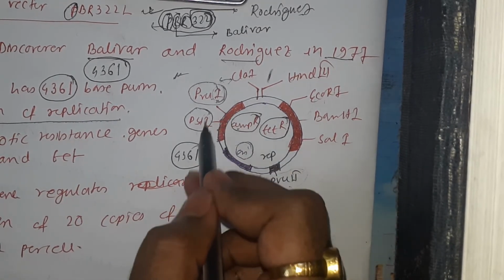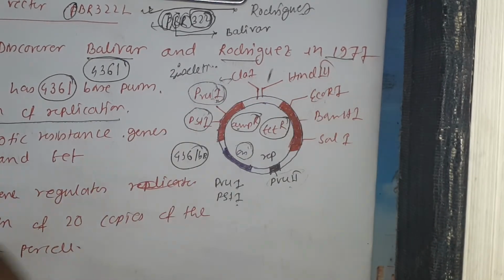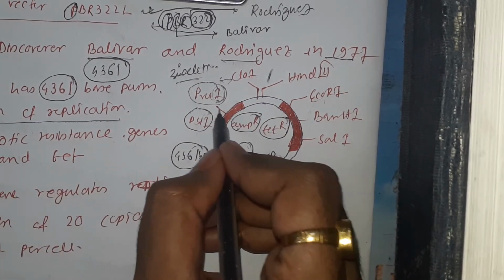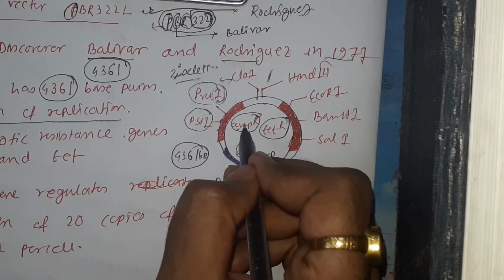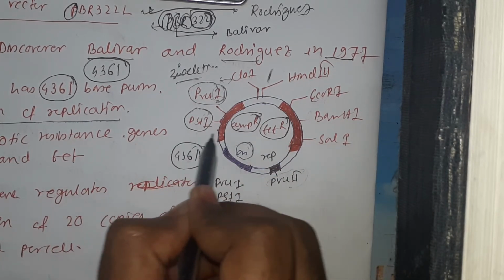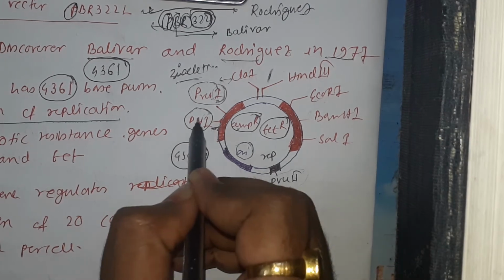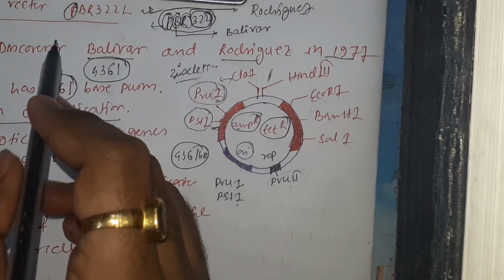Now if you remember, when we were talking about secondary selection, there were also recognition sites for restriction endonucleases on the genes of antibiotic resistance, right? So this is something like that. That is all about plasmid pBR322.